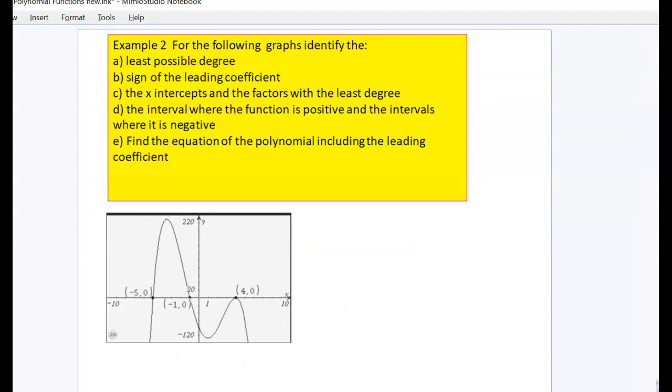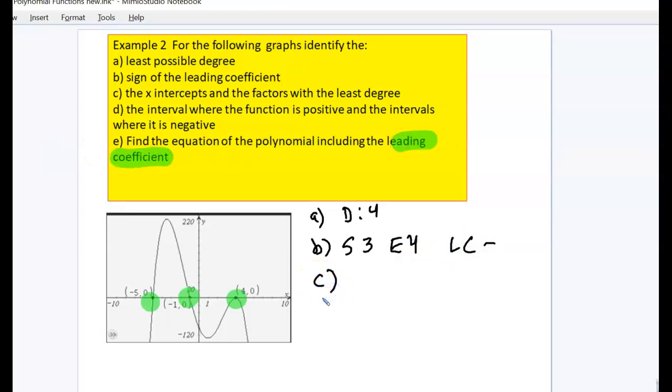So this one here, we start with the degree: multiplicity of 1, multiplicity of 1, multiplicity of 2. So the least degree is going to be 4. Sign of the leading coefficient, well, because this thing starts in quadrant 3 and ends in quadrant 4, the leading coefficient will be negative. And again, we'll find that in section E.